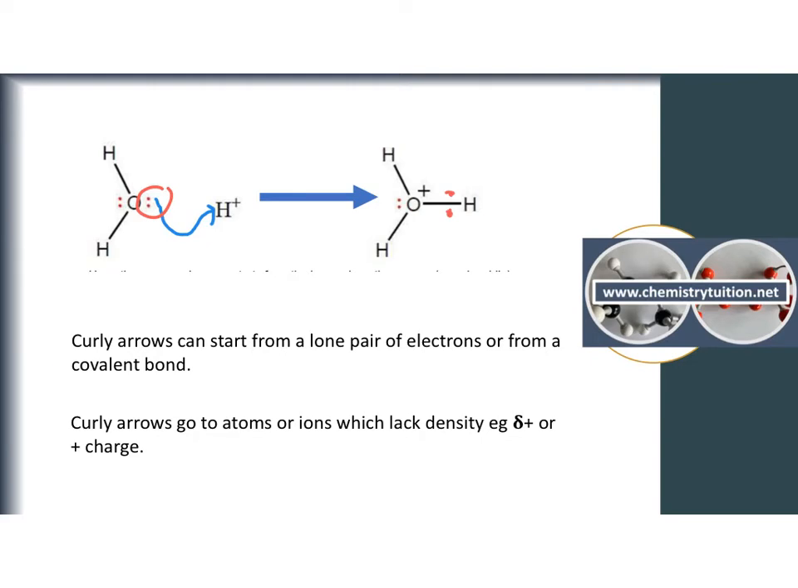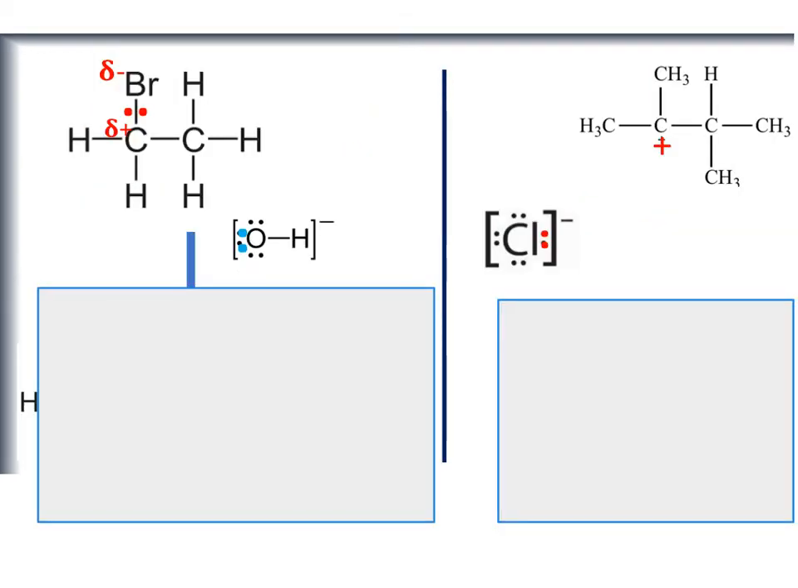So this is the important bit. Curly arrows can start from a lone pair of electrons or a covalent bond, and curly arrows go to atoms or ions which generally lack electron density, so they have delta plus or a positive charge. So let's have a look at using curly arrows in practice.